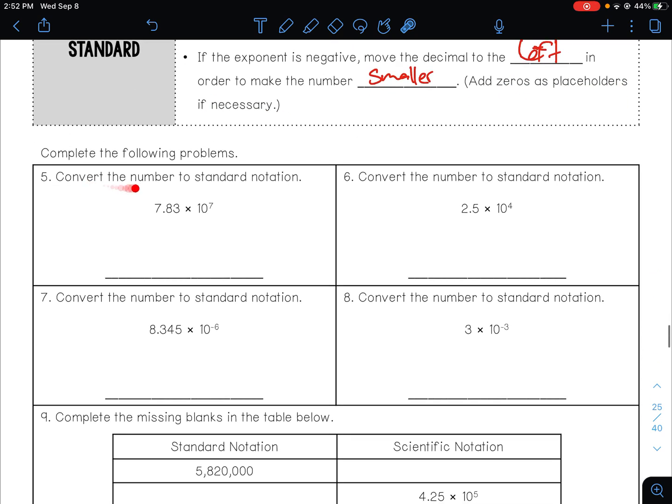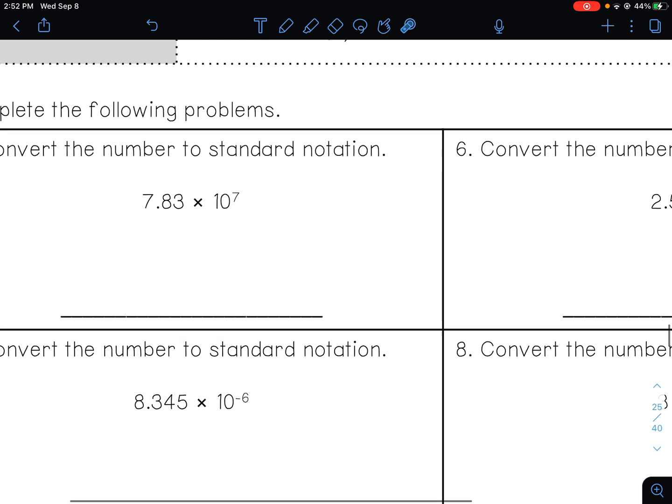So convert this number to standard notation. Take a look. Should we expect a large number or small number? Hint, hint, look at the 7. Is it positive? Ooh, it is. Therefore, we should probably expect a large number. Not some number with a bunch of decimal points and zeros, but like some big, big number.